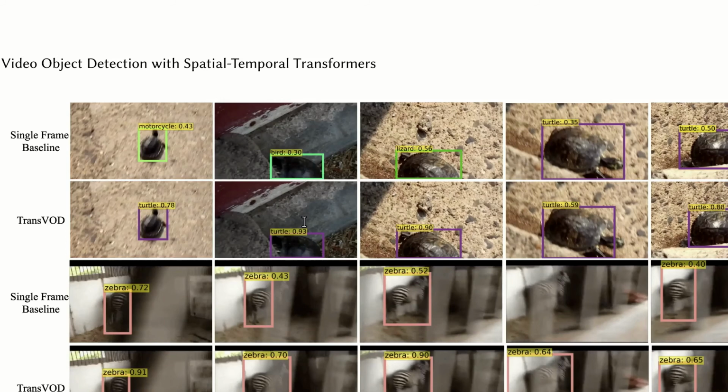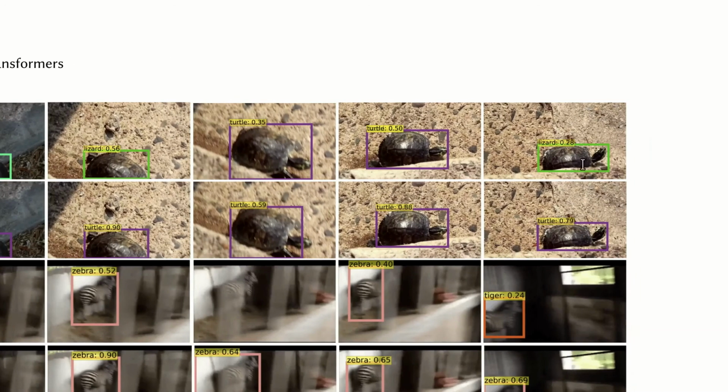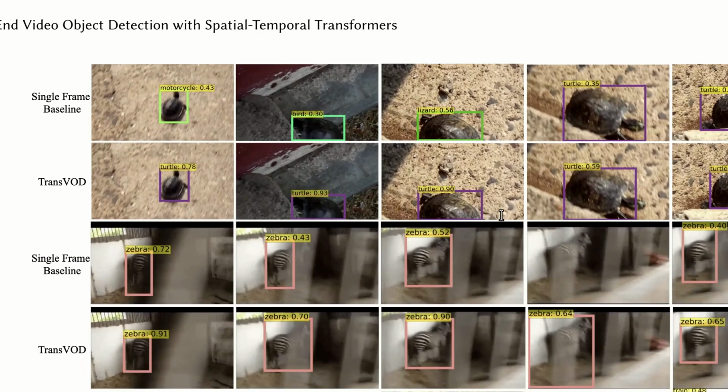Here we see that it's a bird, here a turtle. Here we see that it thinks it's a lizard, but our TransVOD still thinks it's a turtle. Here we have that it's a turtle, but with a lower confidence, turtle with a higher confidence. Here both are okay. And here again, it thinks it's a lizard, but here with very high confidence, it's a turtle. Okay, I mean, we definitely see that over time we have a more consistent kind of classification for that object.